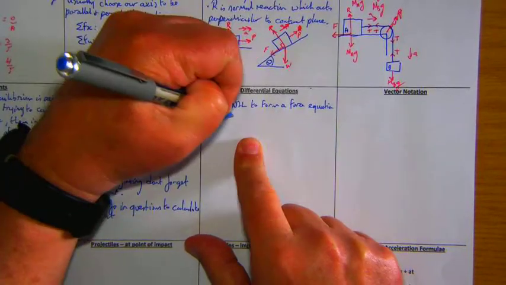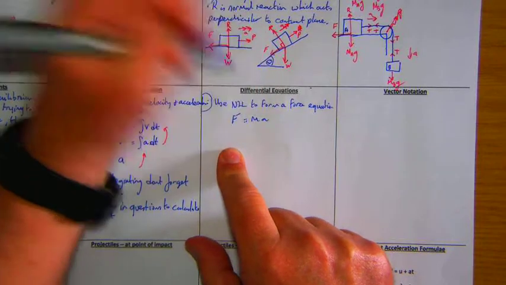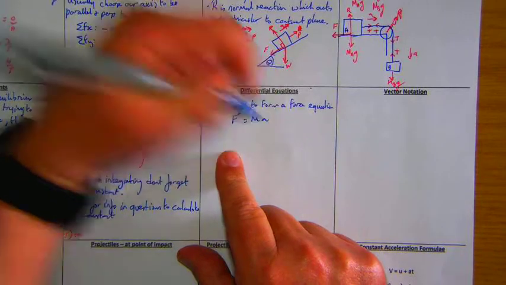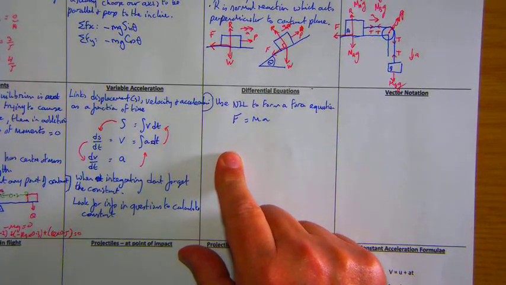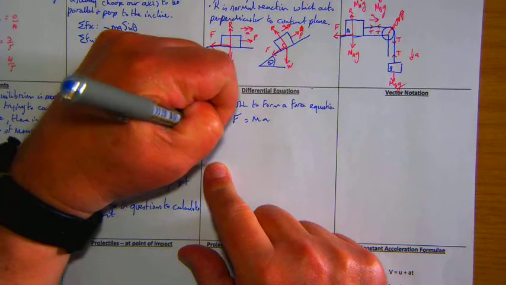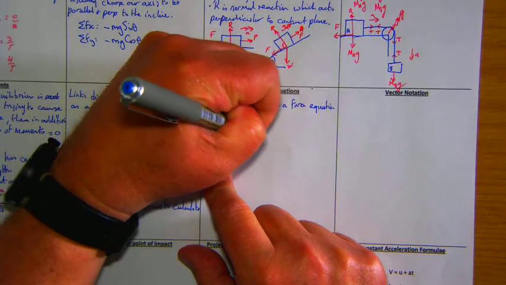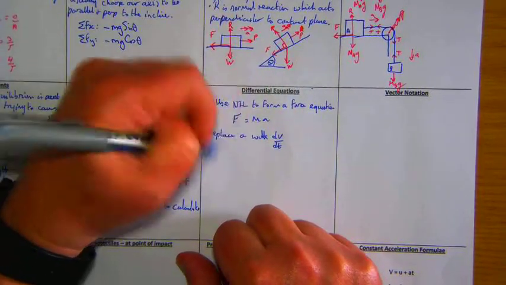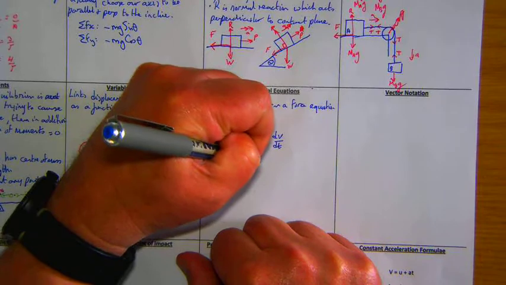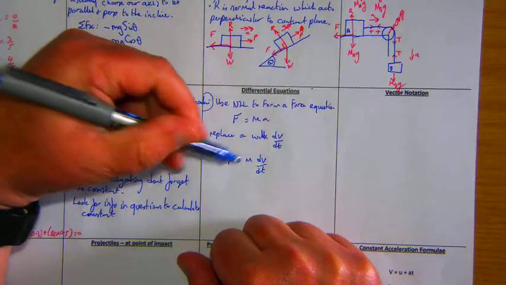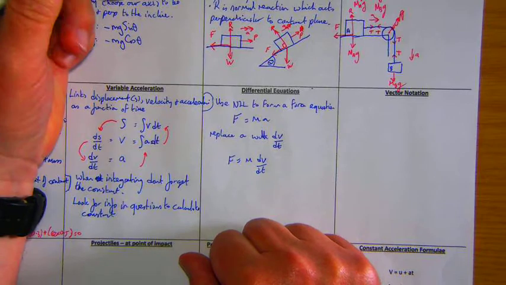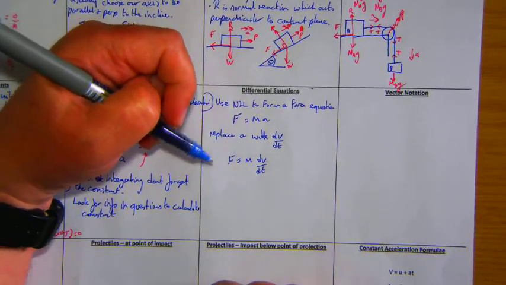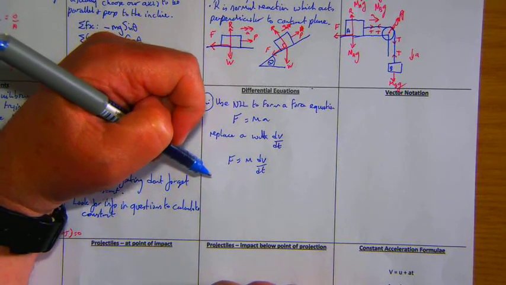So you're going to have something F equals ma, and then to turn it into a differential equation we can replace the a with dv/dt. So then your equation is going to become F equals m dv/dt, where they will have given you a mass probably, and they might have given you a force, and then you will solve that using separation of variables to end up with an expression for v in terms of t.